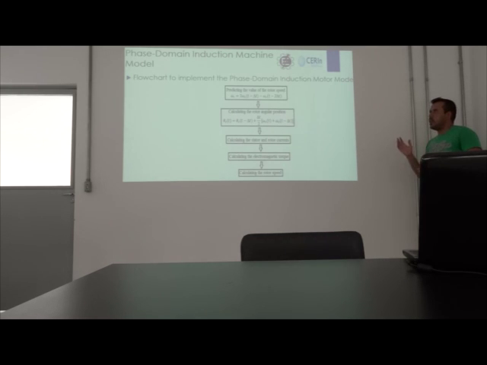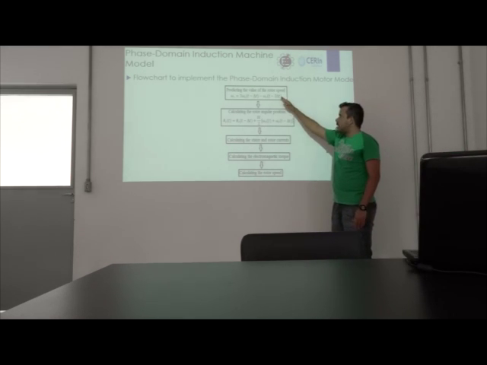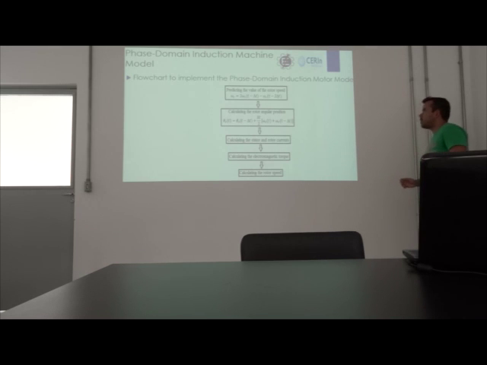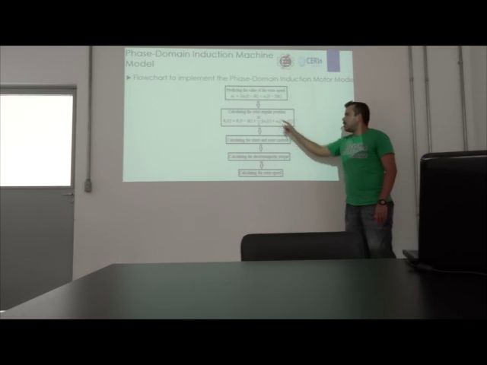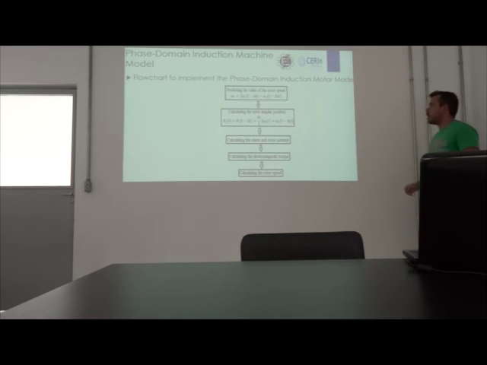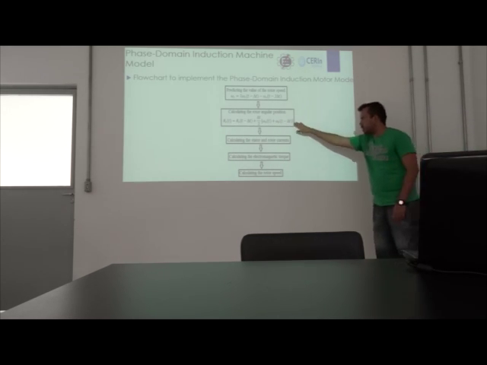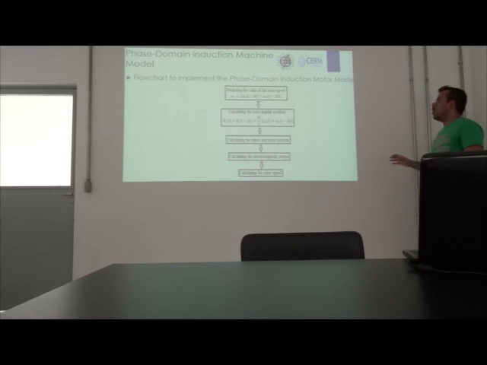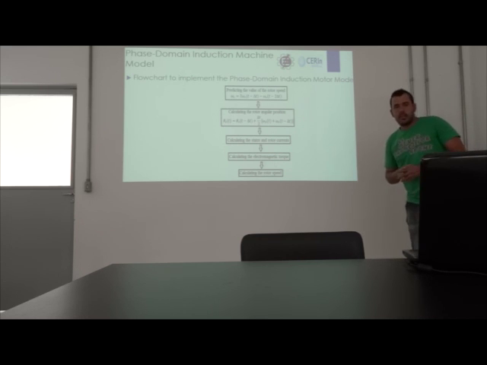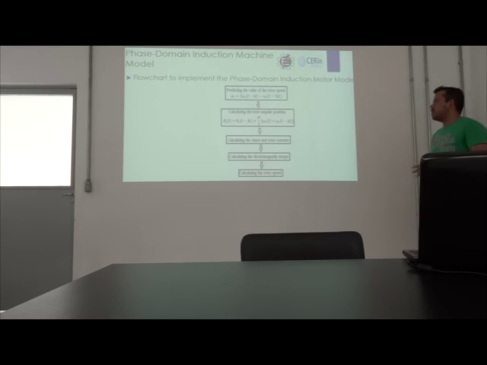So, first step is predict the value of the rotor speed. So, we use this equation right here to predict the value of the rotor speed. After this, we calculate the rotor angular position using this expression. Now, with the rotor angular position, we have the condition to calculate the inductance matrix. So we calculate the inductance matrix.